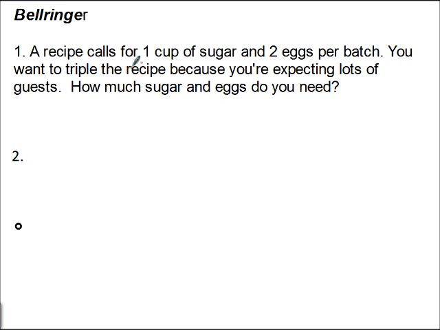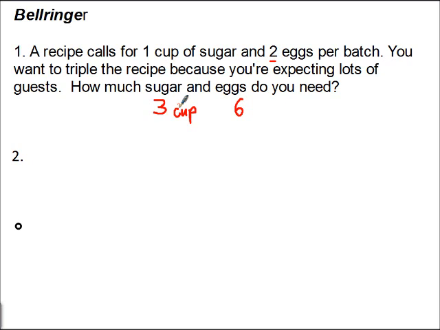Well, 3 times the sugar. I need 3 cups. If I use 3 cups of sugar and only 2 eggs, my cookies will not turn out very good. I need to make sure I triple both of them. So I need to have 6 eggs. That's how I increase the batch. I have to keep the ratios the same, 1 cup to 2 eggs.